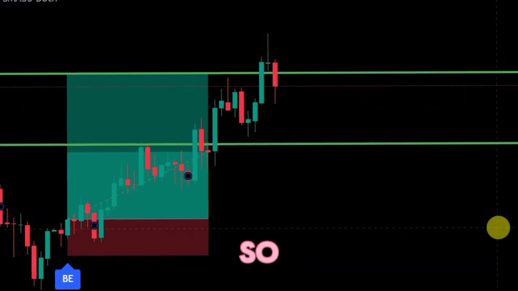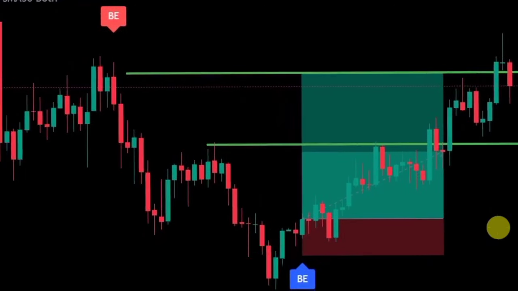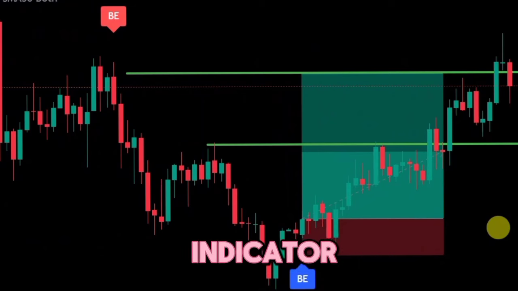Nice one, man. So we just smashed our clean take profit too. Like I told you guys, this indicator is a non-repaint indicator. This is a clean, accurate indicator. It's not 100% accurate. No TradingView indicator is 100% accurate.